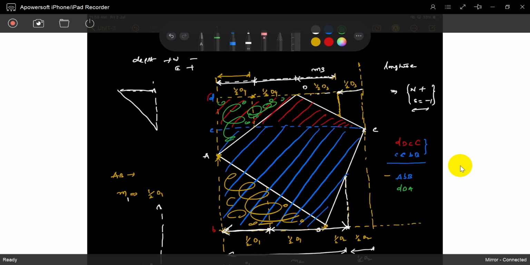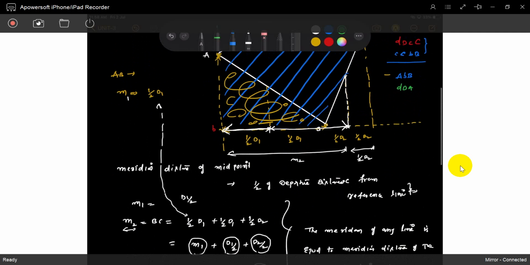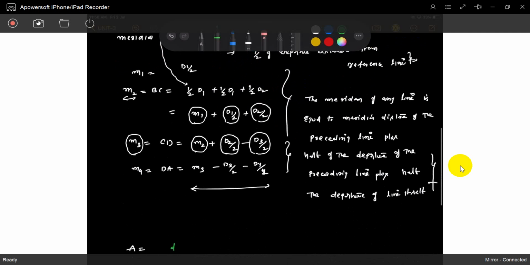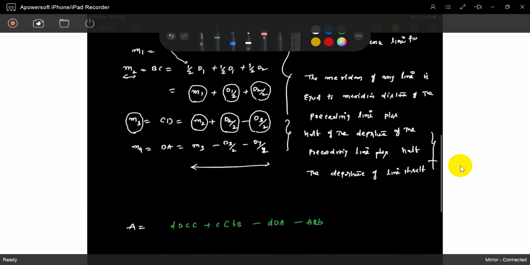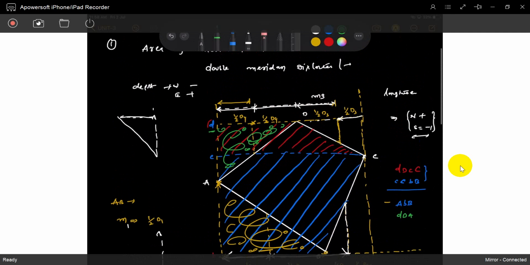So here we find out the area with respect to the latitudes. So how can you see it? Total area is DDCC plus CCBB minus DDA minus ABB. So what is the area of DDCC?